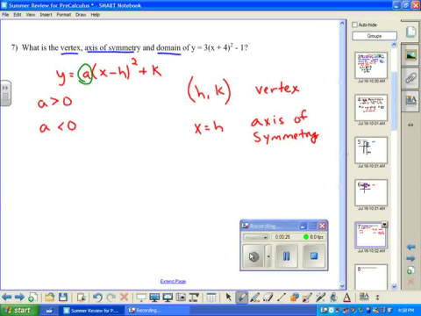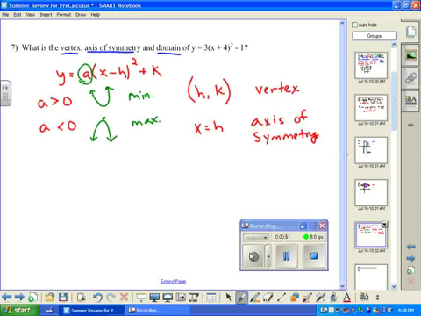If a is positive, greater than 0, the parabola will be smiling, and the vertex would actually be a minimum. If a is less than 0, or negative, that means the parabola is frowning, which means that our vertex here is actually going to be a maximum.